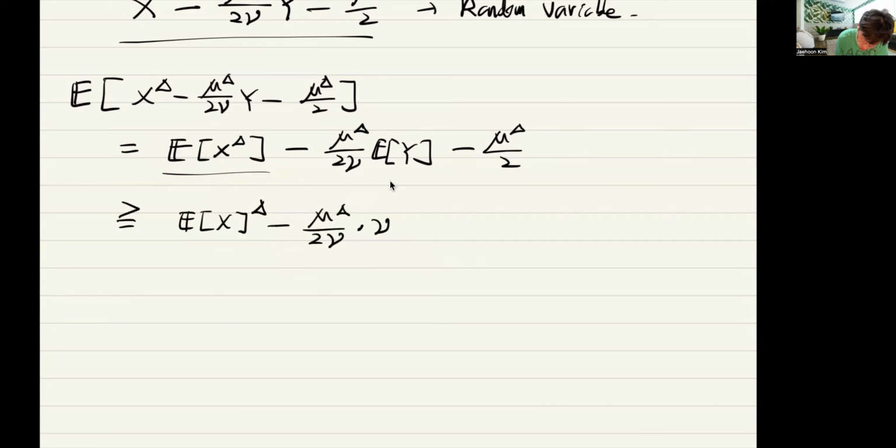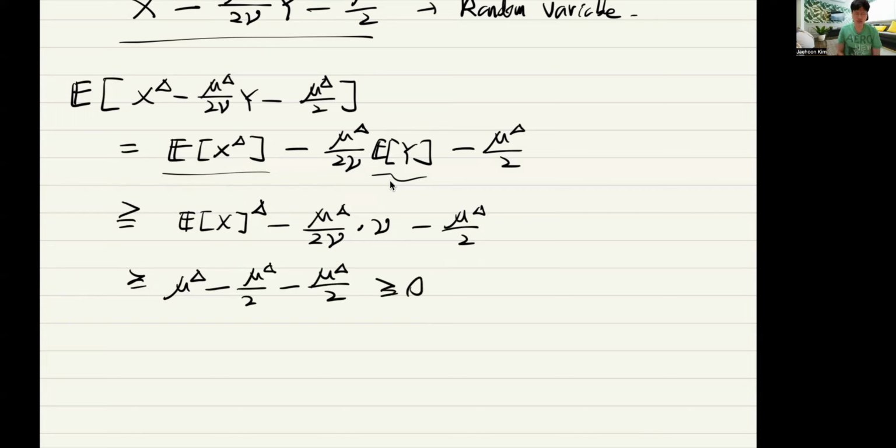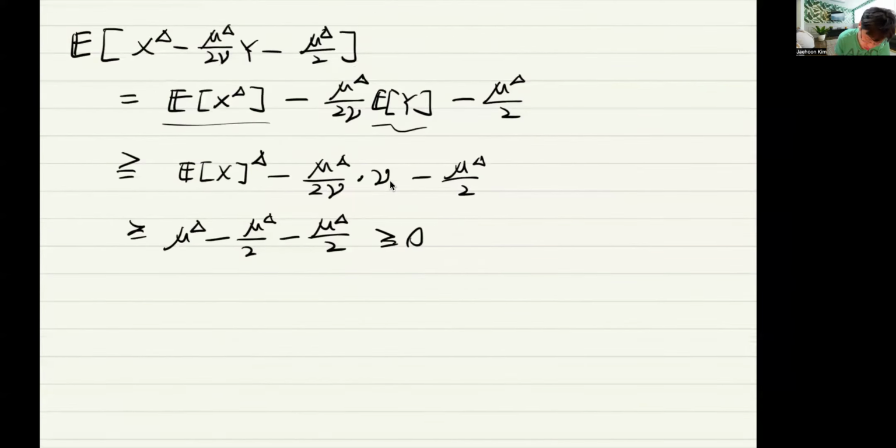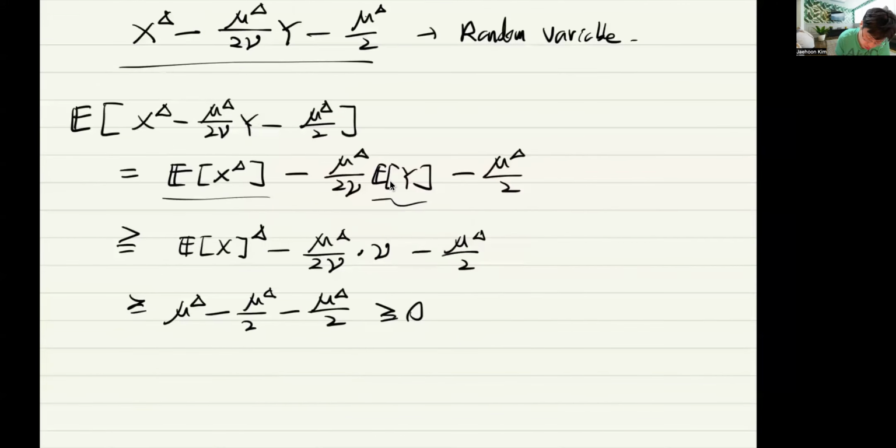And what's this? This, you know that its average is mu. This is mu to the delta minus mu to the delta minus delta over 2 minus mu to the delta over 2. And this is non-negative. Okay, then what does it imply? This is a modification of a method, the deletion method we use.